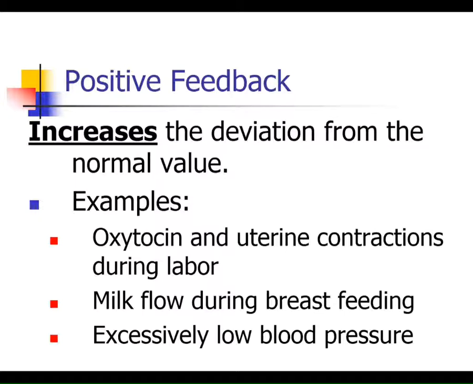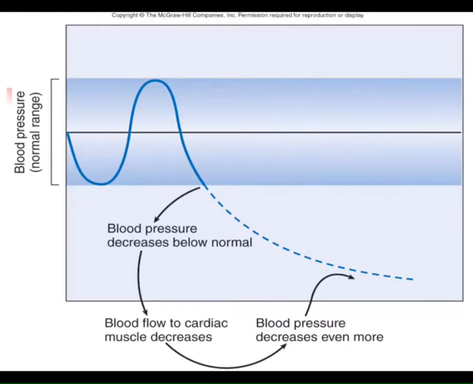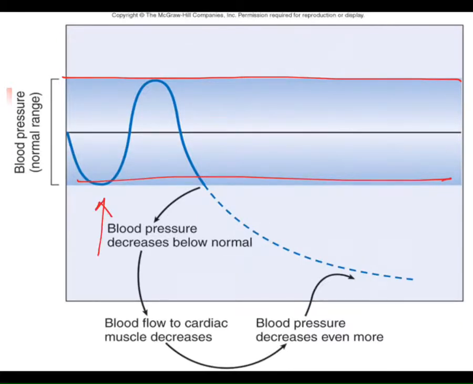Same idea with that picture I showed you with the blood pressure. This blue range represents the normal range, right? That's the normal range. Negative feedback would do what? As it got low, it would push it back up. As it got high, it would push it back down, and it would stay within this normal range.